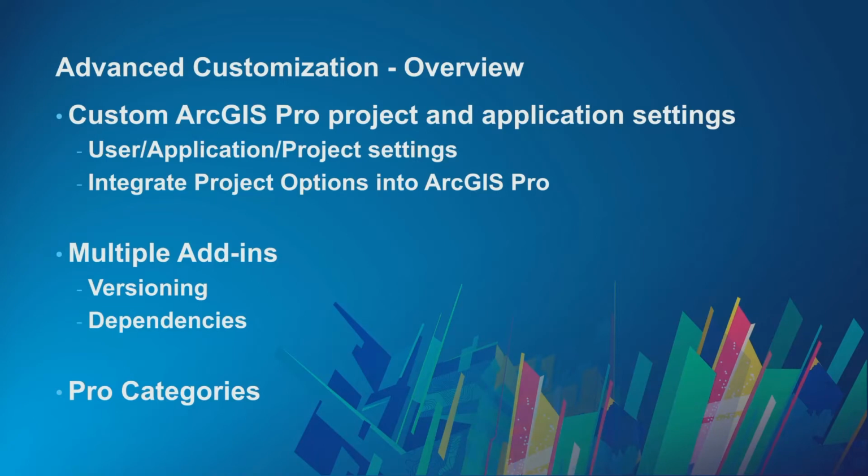Quick overview, we're going to start out with the custom Pro project and application settings. Specifically, we're going to address user, application, and project settings. Then we integrate our project options into ArcGIS Pro. Then Uma is going to take over, going to talk about multiple add-ins, specifically in regards to versioning and dependencies. And then Uma is going to talk about Pro categories as well.